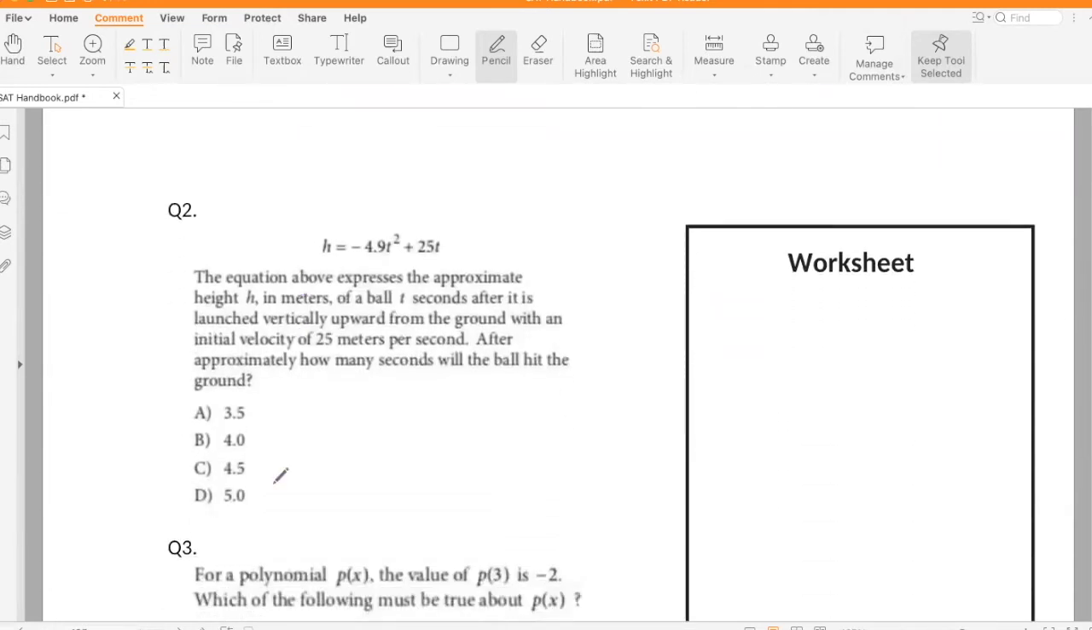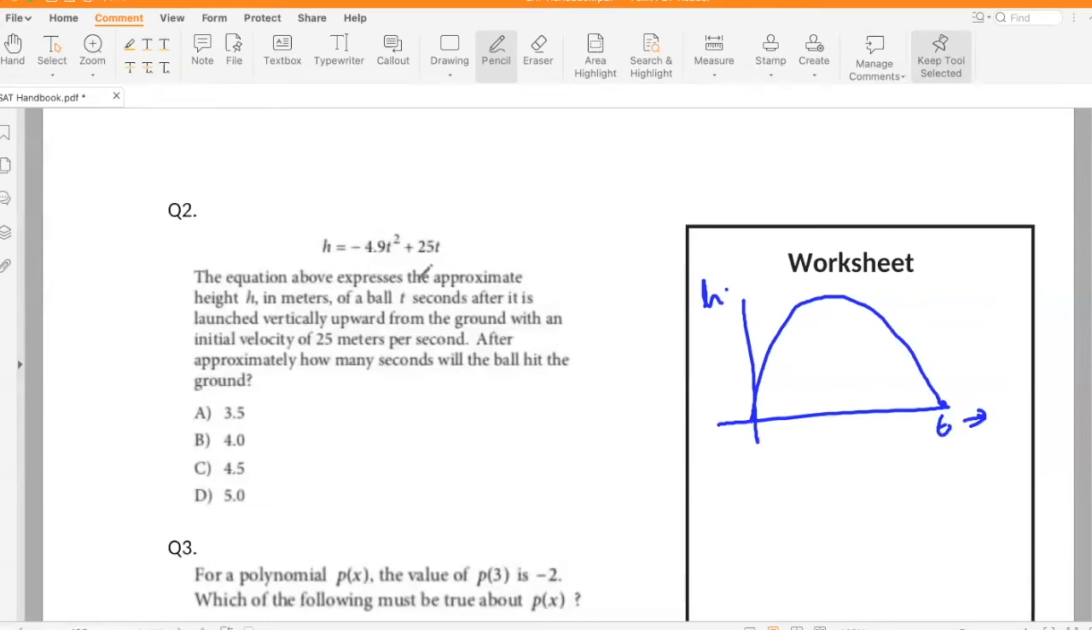The equation above expresses the approximate height in meters of a ball t seconds after it is launched vertically upward from the ground with an initial velocity of 25 meters per second. After approximately how many seconds will the ball hit the ground? So this is the trajectory of the ball where this is the height and this is the time. So the ball will hit the ground after how many seconds?